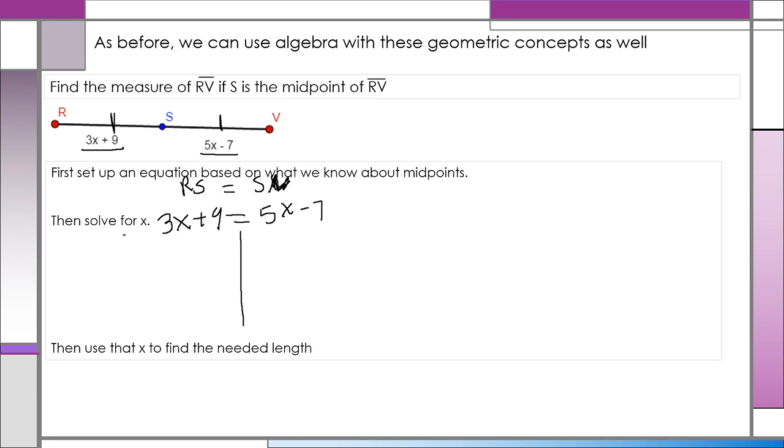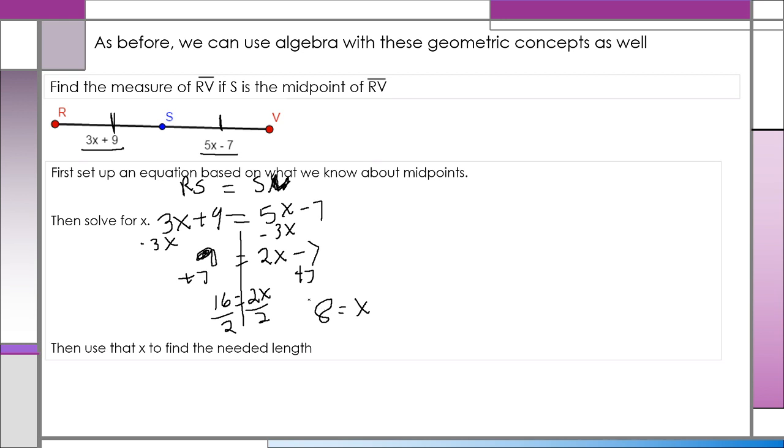So once again, you use your algebra to solve this. So get your x's to the same side. Get 9 equals 2x minus 7. And then we add 7 to both sides to get the x by itself. And we get 16 equals 2x. And then we divide by 2, and we get 8 is equal to x.